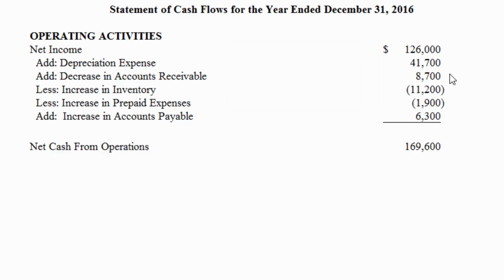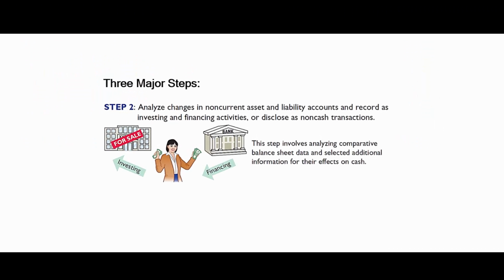Accounts receivable decreased by $8,700. That means customers from last year paid us, so we've got more cash. We invested in inventory, so we have less cash. We invested in prepaid expenses. We paid next year's rent. We paid next year's insurance. So that hasn't hit our income statement yet, but it's cash out of pocket. And since our accounts payable went up, that means we didn't pay all our bills, so we have more cash at the end of the year.